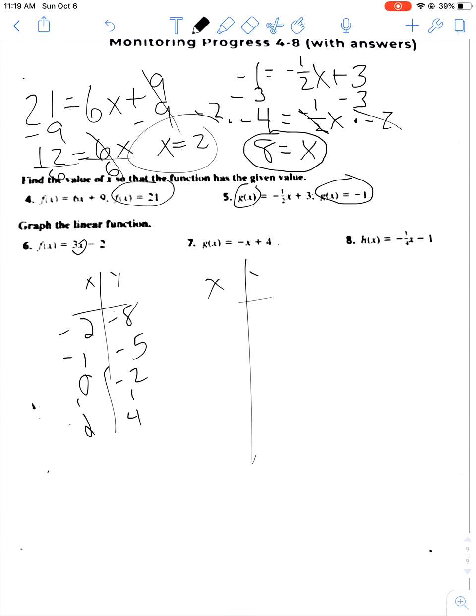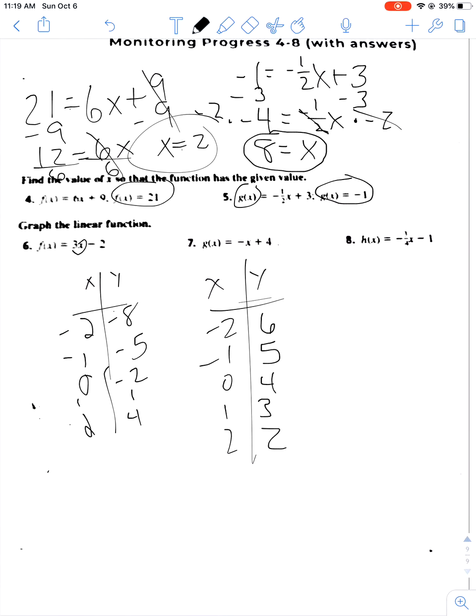XY again. Negative 2, negative 1, 0, 1, and 2. So I've got negative of negative 2, which is 2, plus 4 is 6. Negative of negative 1 is 1, plus 4 is 5. And you should see the pattern is subtract 3. No, subtract 1, not 3.